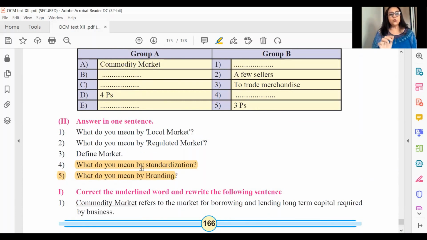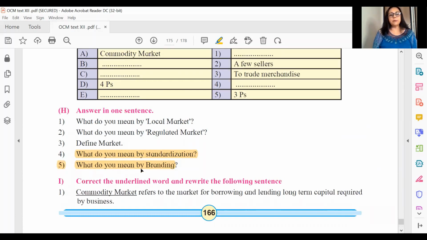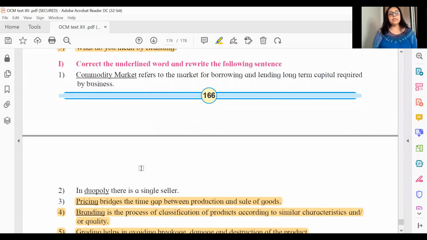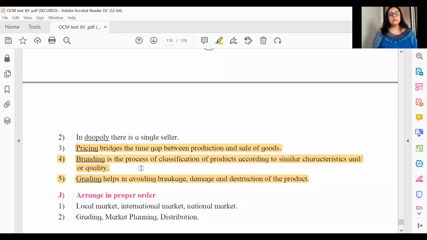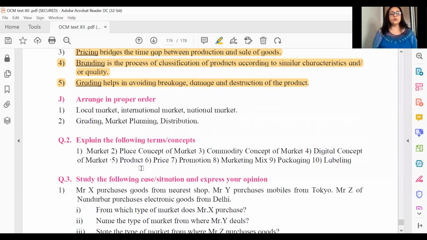Answer in one sentence: only the 4th and the 5th, and I think even the 3rd one, define the market, could be covered. Once again, for correct the underlined word, only the 3rd, 4th, and the 5th objective is relevant for you. Please make the markings. There are too many which are deleted, and so I have tried to cover that part as well.